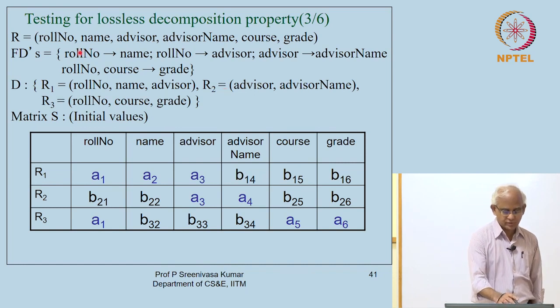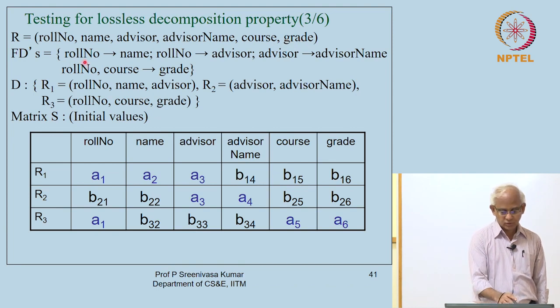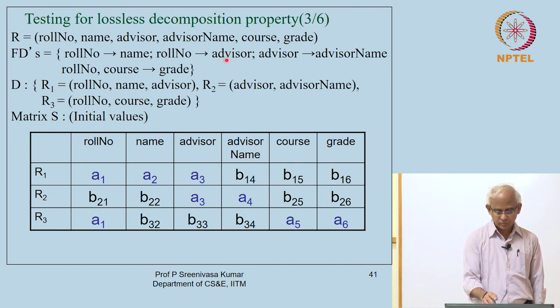These are some familiar attributes for you. We have roll number, name of the student, advisor, meaning advisor ID, then advisor name, course, meaning course ID, then grade. And the functional dependencies are: roll number determines name, obviously; roll number determines advisor; advisor determines advisor name; and roll number and course together determine the grade. These all look very appropriate for this relationship.